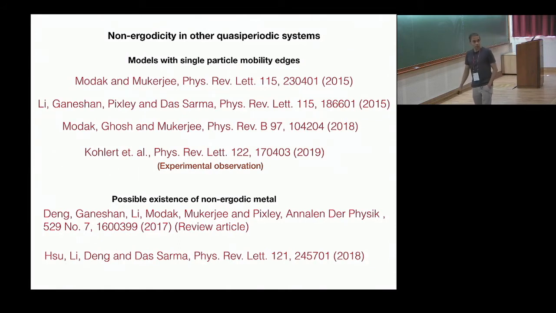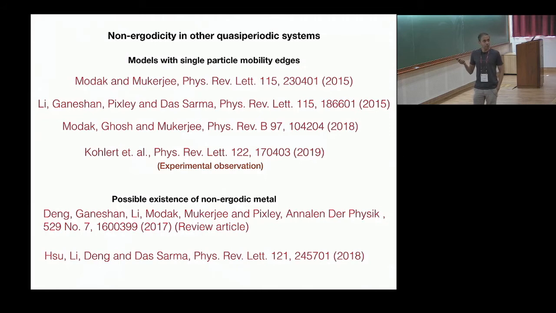Then it's an interesting question to ask what happens if you add interactions to a system with a single particle mobility edge. Do you have ergodicity? Do you not have ergodicity? You might naively think that delocalized single particle states can effectively provide a thermal bath and cause the system to thermalize when you add interactions, but it turns out that isn't the case. There were theoretical arguments and numerical calculations in favor of that, and very recently this has also been observed experimentally: when you have a quasi-periodic potential with a single particle mobility edge and you turn on interactions, there seems to be a lack of ergodicity in the system.